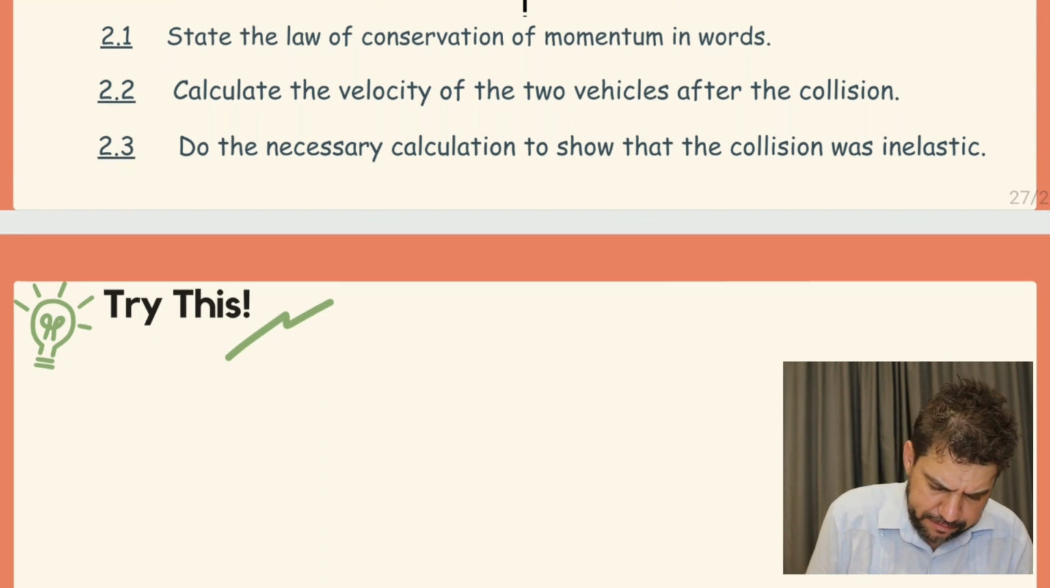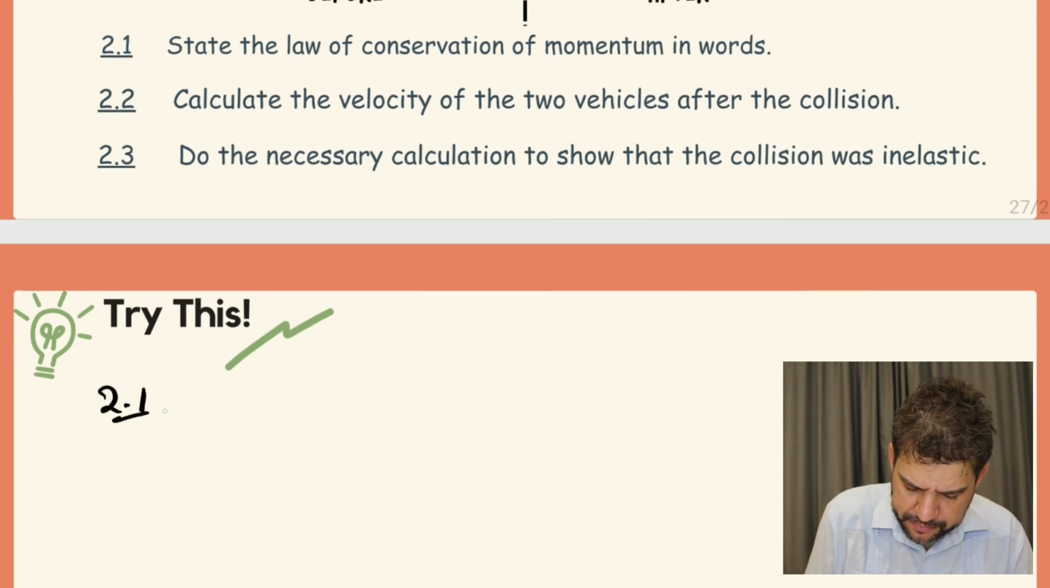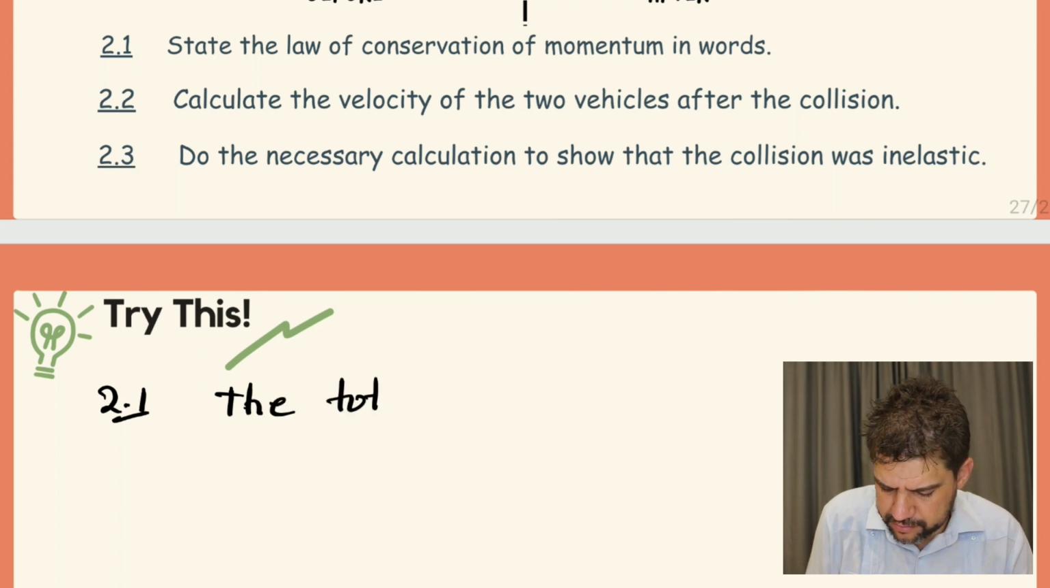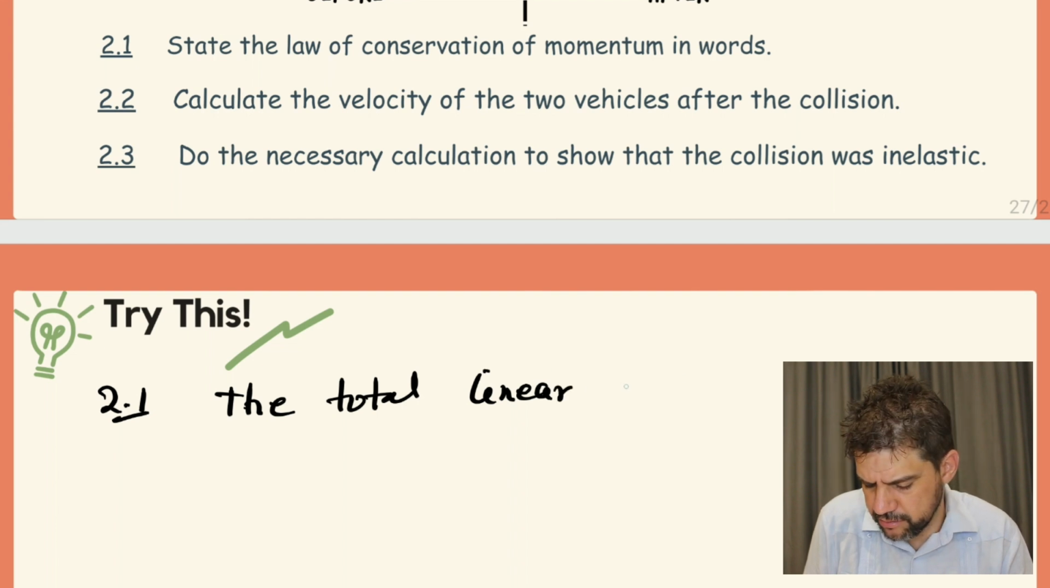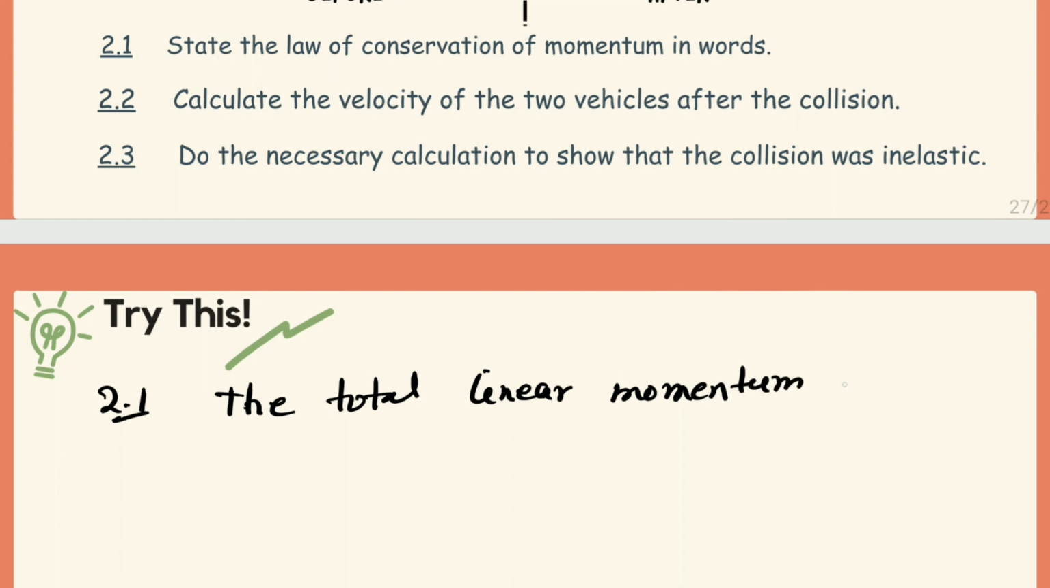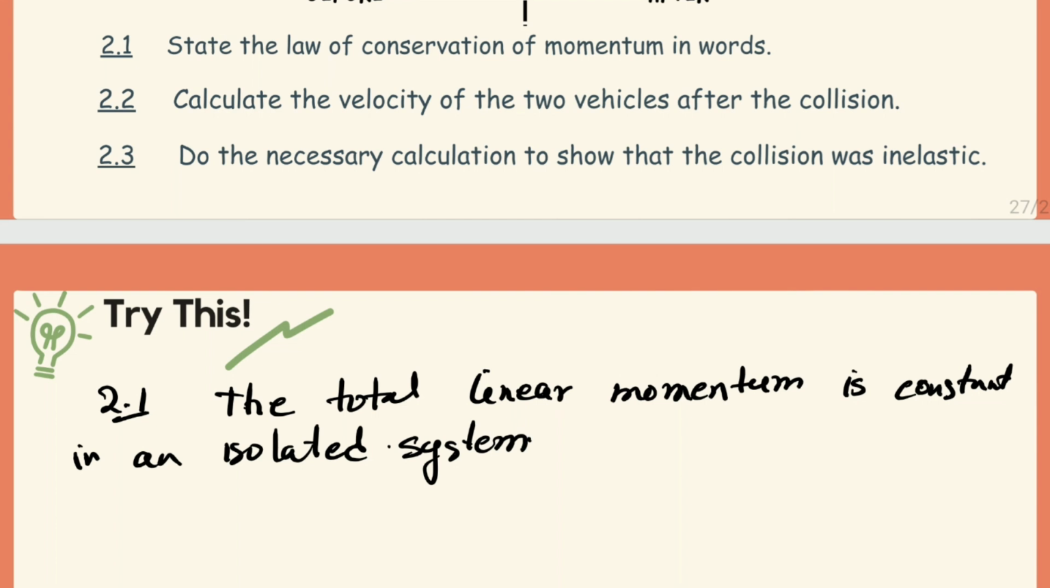Question 2.1. The total linear momentum is constant in an isolated system. There we go. That is the law.